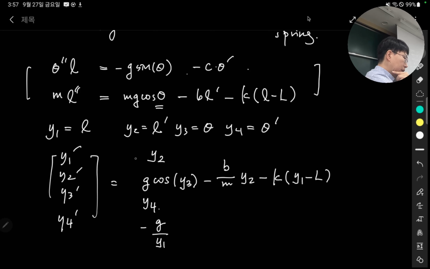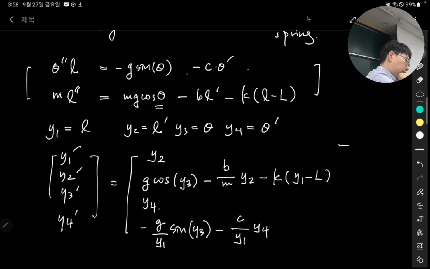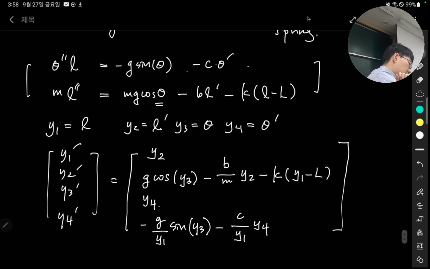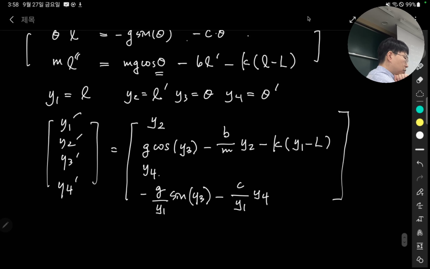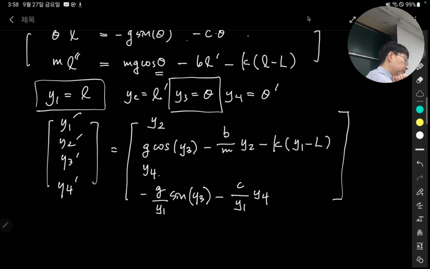Yeah, the meaning is, it's not displacement, it's the actual length. L is the length. So it's cosine y3. Oh, sorry, sine. And then minus c over y1 times theta prime, which is y4. So this is the equation we need to solve. Once we find the solution, I don't care about y2 and y4. I only care about y1 and y3 over t.